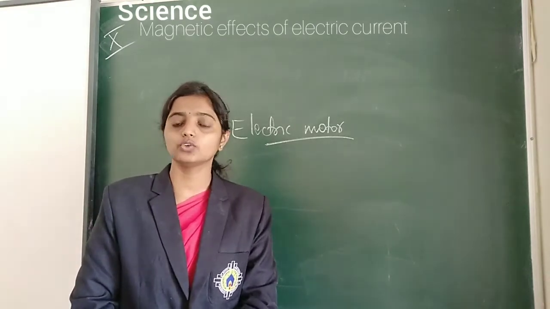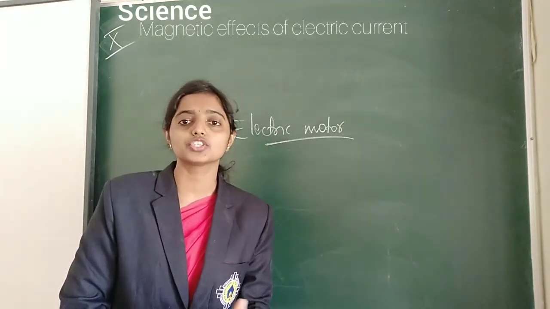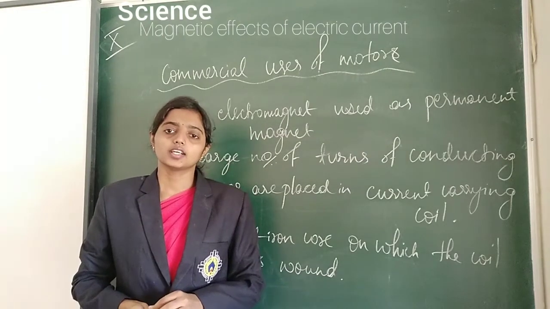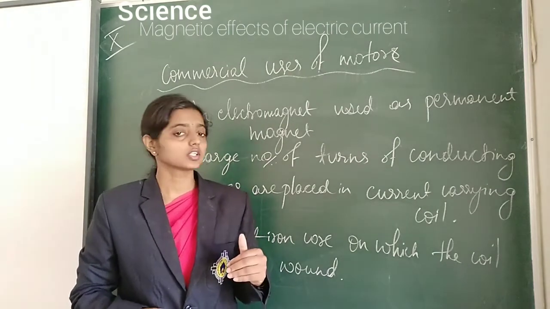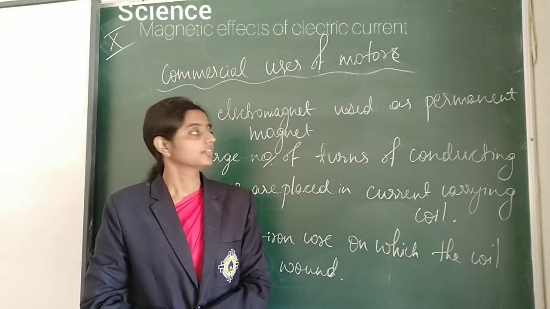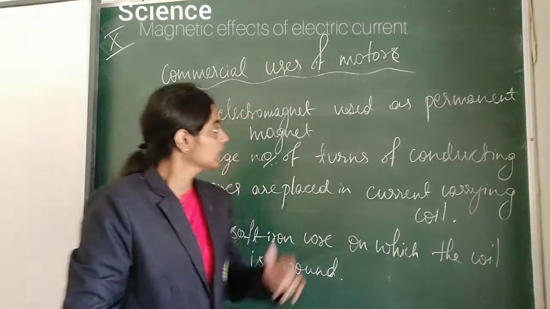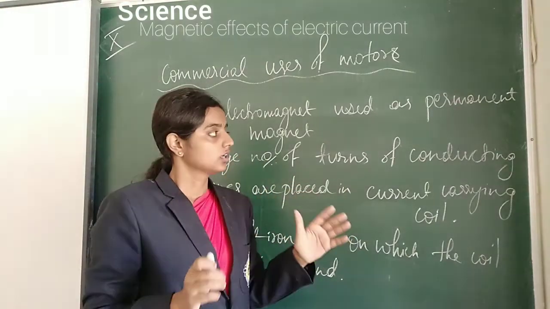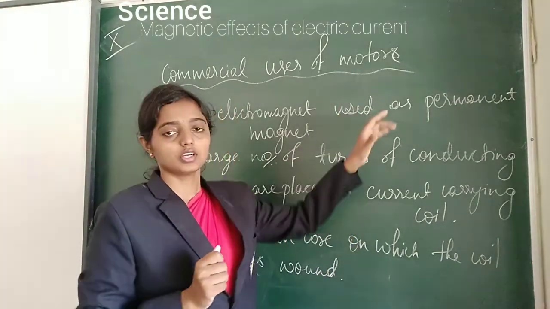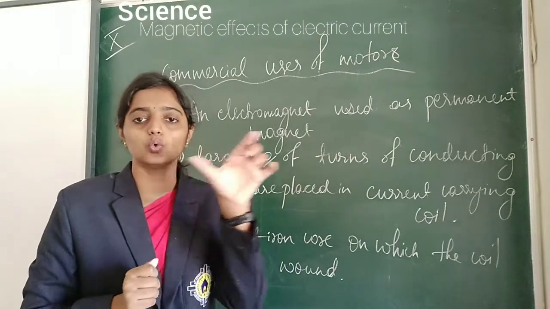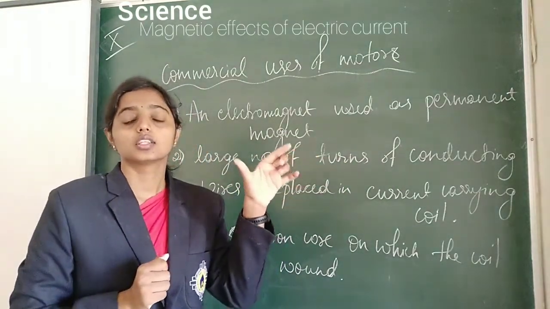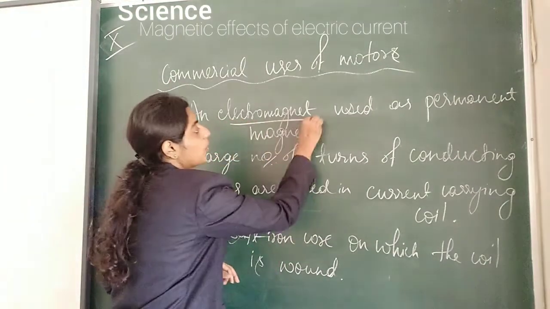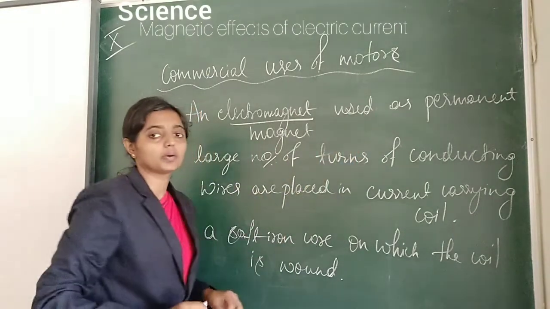And along with that, we need to remember 3 points, which are known as the commercial uses of this electric motor. Let us see what they are. To get efficient commercial use from the electric motor, these 3 points are necessary. See the first point. Just imagine the diagram of electric motor. The coil is placed in between two poles of a magnet. Here the poles of a magnet are permanent magnets, but observe here an electromagnet used as a permanent magnet.